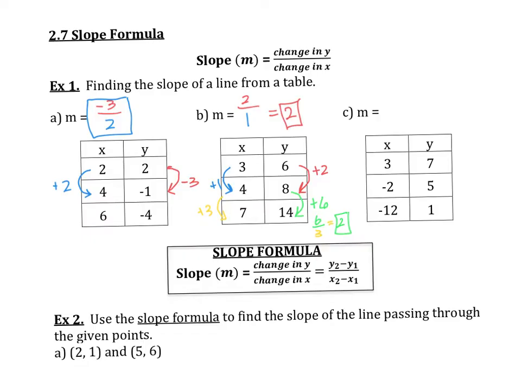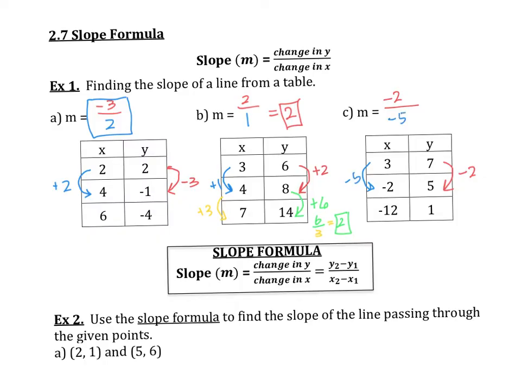We're going to do one more with the table. Change in y, I'm going from 7 to 5. So I'm going down 2 units. That's what the y column changed by. Now in the x column, 3 to -2, I'm going down again. I'm going down 2, 1, 0, -1, -2. I'm going down 5 units.